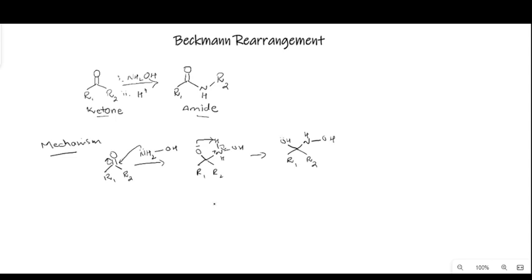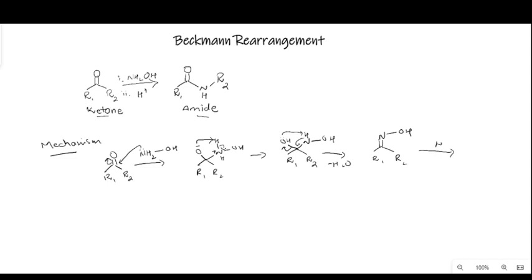The oxygen lone pair on this hydroxyl group abstracts another proton from here, which shifts these electrons between carbon and nitrogen and eliminates a molecule of water, producing an oxime, in which we have a carbon-nitrogen double bond, and the nitrogen is still attached to the OH group. This oxime is then reacted with acid in the second step.